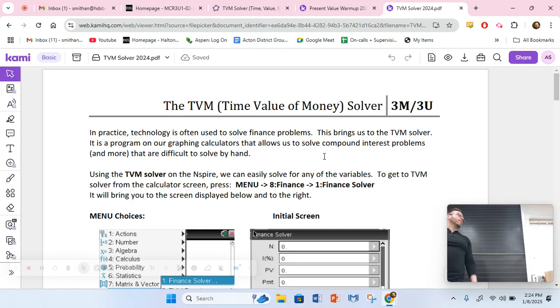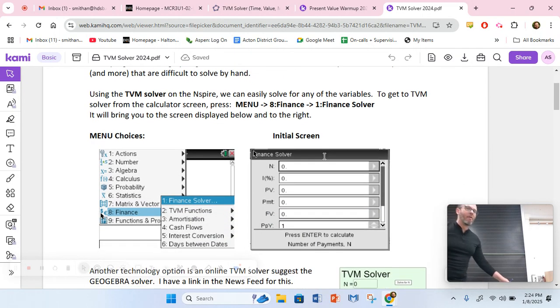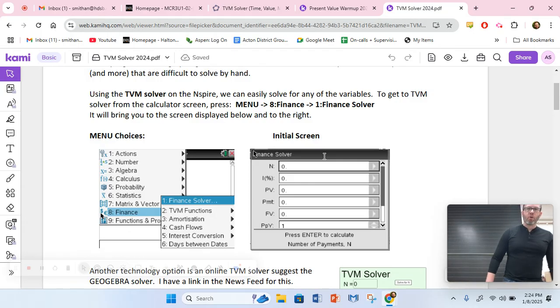Now, we want to use the TVM solver. It's a finance solver. So I've told you the keystrokes to get there. This is where I might need to tour the room for a second and make sure you all get there. From the home screen, you're going to go to the calculator. Do you guys see a little image of that, like a calculator? From there, the keystrokes are right here. Menu, finance solver, and you should get to this initial screen.